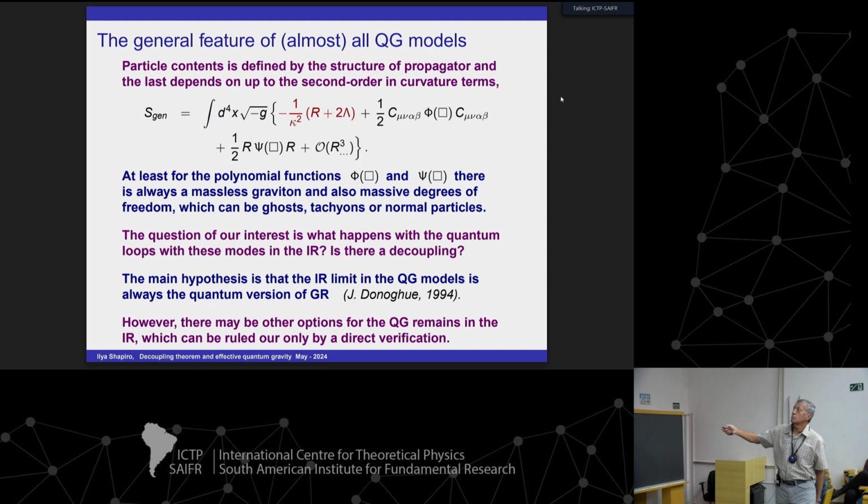All these models of quantum gravity can be reduced to this if we are thinking about the propagator. You have two form factors, not quantum form factors but classical ones, which you define from the very beginning, and these are the phi and psi functions. At least for polynomial functions phi and psi, you can always expect super-renormalizable gravity.